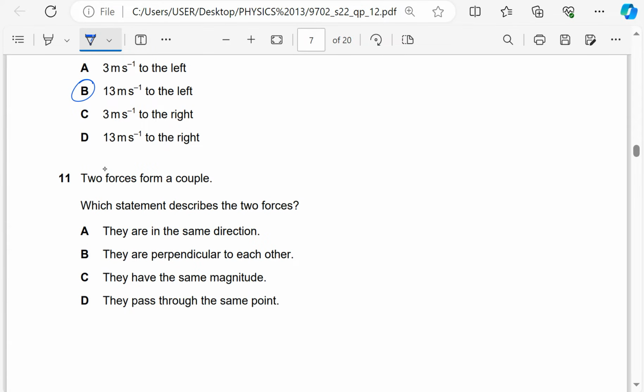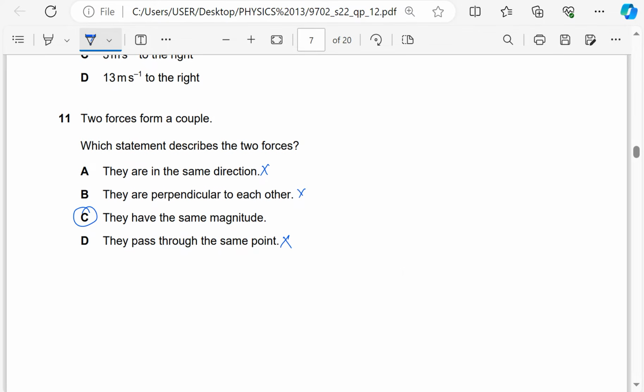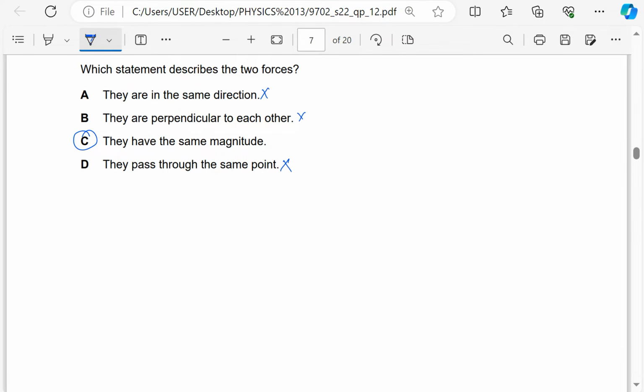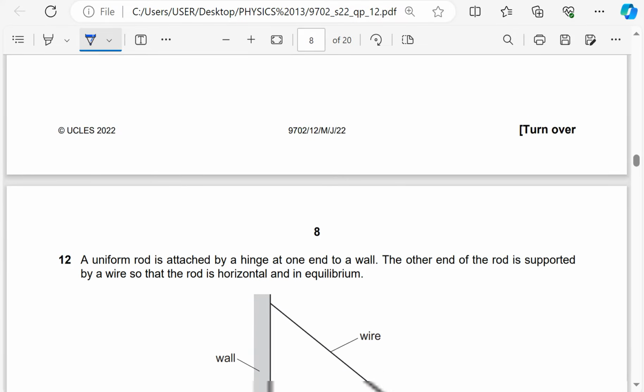Two forces form a couple. Which statement describes the two forces? Of course, for a couple, they must be equal but opposite. They're in the same direction, that is not correct. They are perpendicular, that's not correct. They have the same magnitude, which is true. They pass through the same point, it may not be true. So they are equal but opposite. They have the same magnitude but opposite.